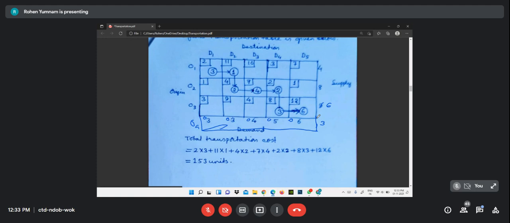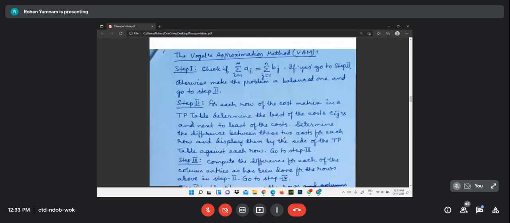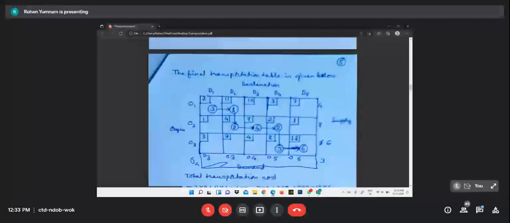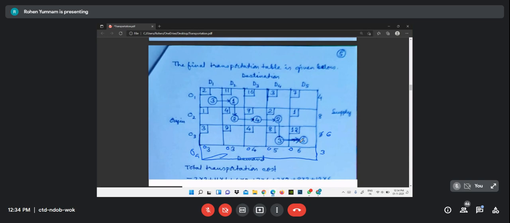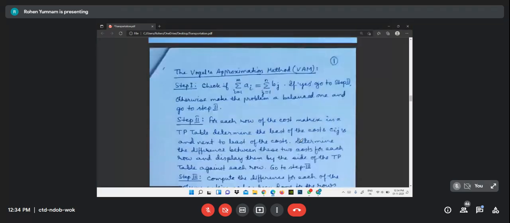Is there any more doubt? No, sir. Okay, this is what you have to do. And then let us see Vogel's method. See, northwest corner is not reliable because we always start from here. We are not justified whether it is minimum or not. We go along the east-south direction. The starting is fixed and the destination is also fixed in this case. That is why it may not be the minimum cost, and that is why Vogel introduced this method, which is more reliable.